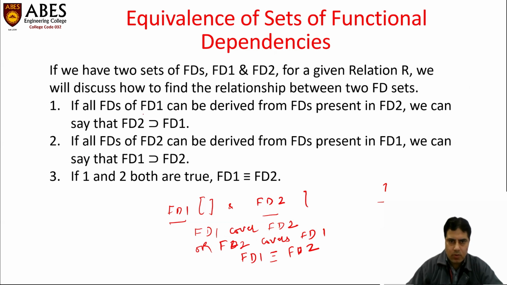If all FDs of FD1 can be derived from FDs present in FD2, we can say that FD2 covers FD1. If all FDs of FD2 can be derived from the FDs present in FD1, we can say that FD1 covers FD2. If both are true, then we can say that both are equivalent. If both are false, then we can say that FD1 set is not equivalent to FD2.